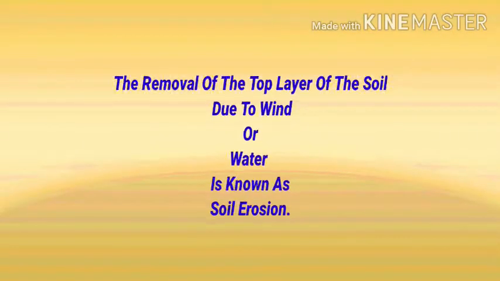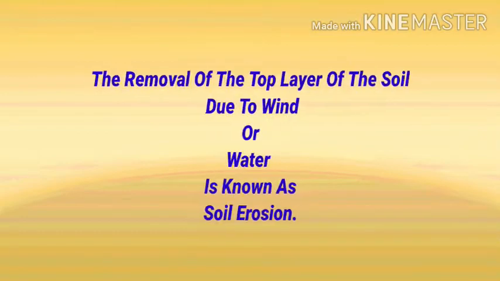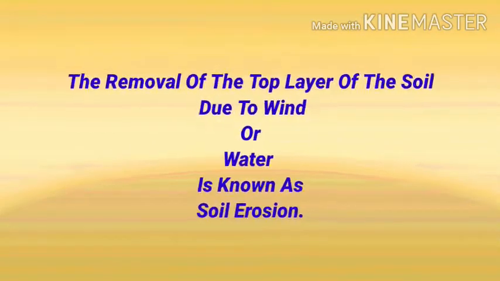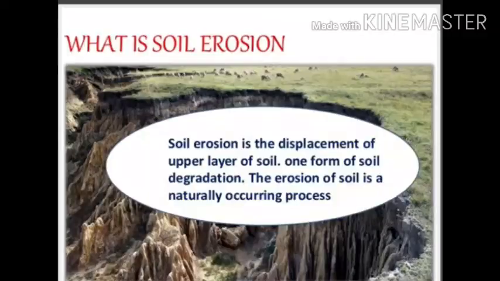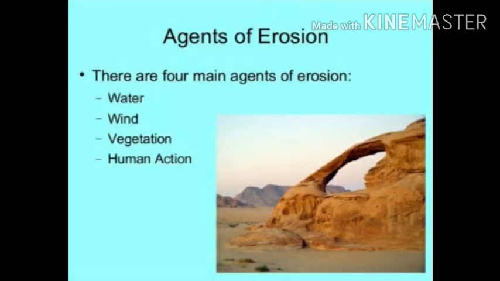The process of removal of the top layer of the soil from a place due to wind or water is known as soil erosion. It can also be referred to as a naturally occurring process of degradation of soil, which usually results into displacement of the upper layer of soil. There are various causes or factors which are responsible for causing soil erosion. These include the wind, water, lack of vegetation, and human activities as well.